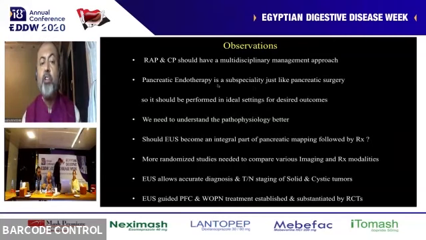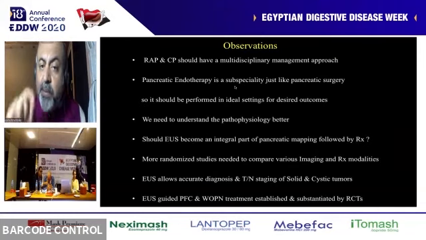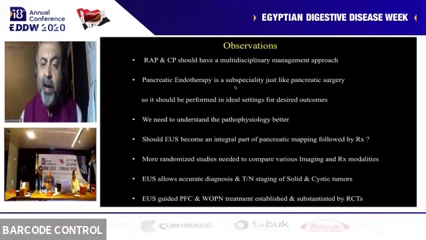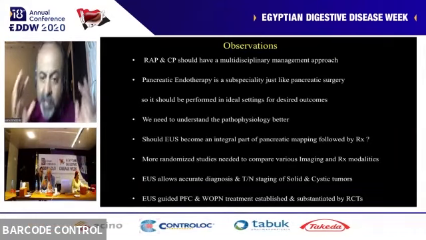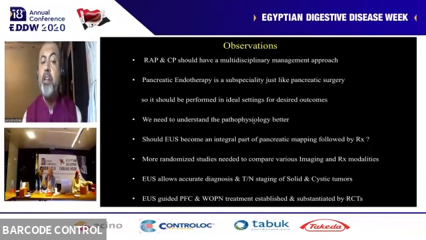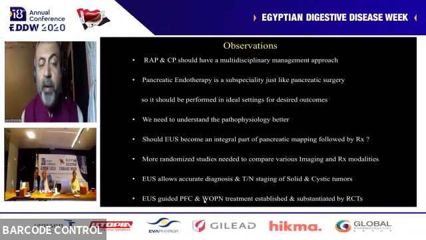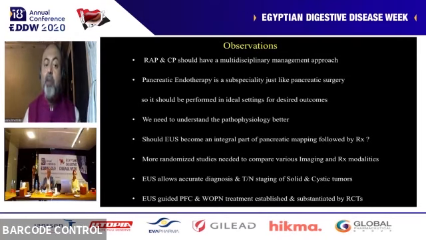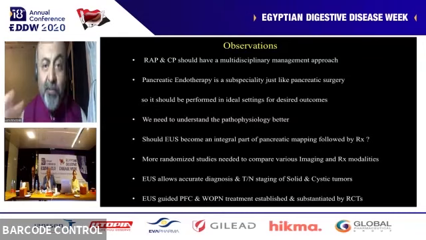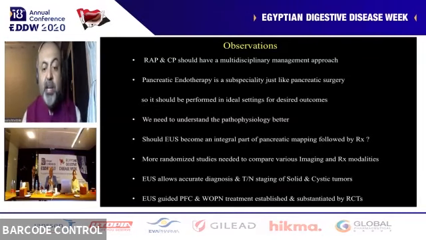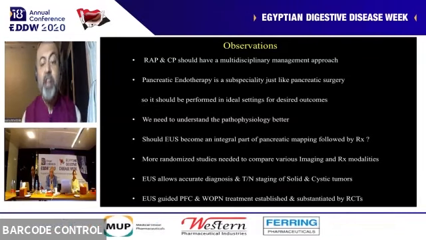Pancreatic endotherapy, I would say, is a subspecialty. This is not ERCP, guys. I'm telling you, this is a subspecialty, and we need to understand the pathophysiology better. Should EUS become an integral part of pancreatic mapping followed by endotherapy? I think this question can only be answered with multicentric randomized control trials, which I feel, at least in my setting, is very difficult because I'm in private practice. And this has given me brilliant results over a period of the last almost 2 decades or more.